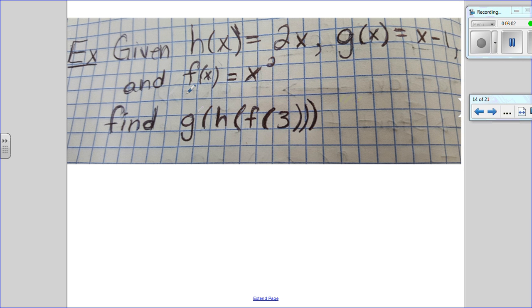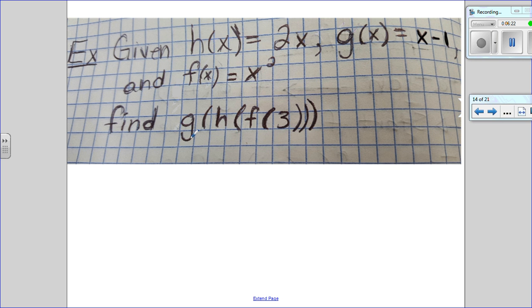It says, given h of x equals 2x, g of x equals x minus 1. You can't see it. Let me make it a little bit darker. And f of x equals x squared. See, there's a few extra things on this one. We have three functions, first of all. Okay, so h, g, and f.